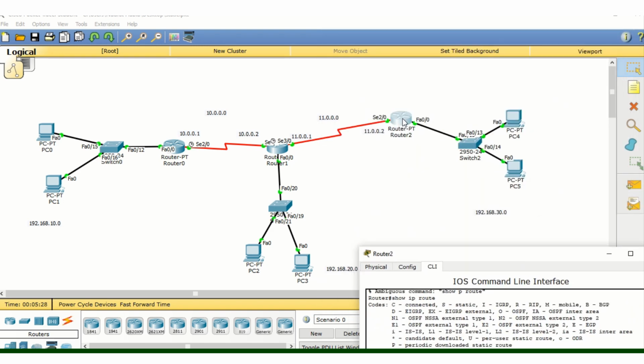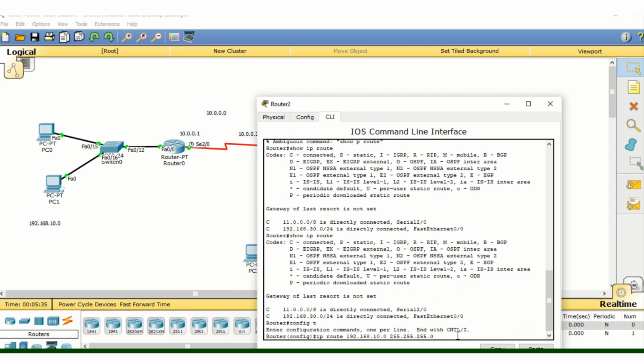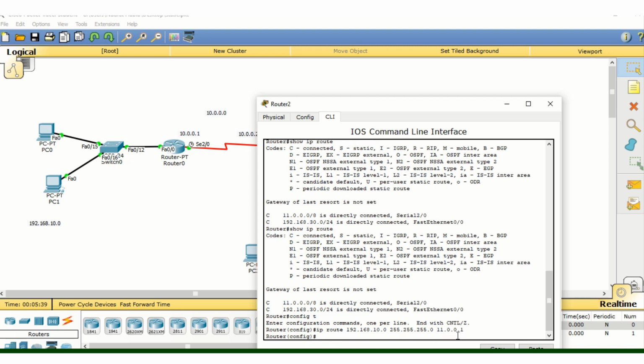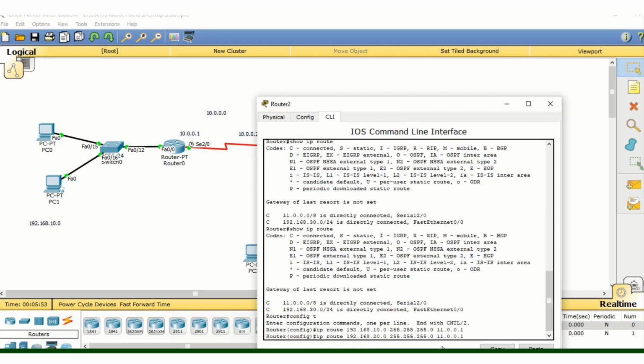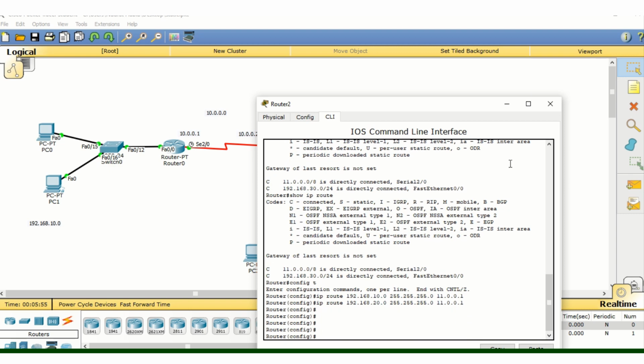For this router to reach 10.0, it needs to forward the packet on this interface. So what is the IP address of next hop? It is 11.0.0.1. So the next hop address is 11.0.0.1. Okay? Then the last network is 20.0. To reach the 20 network also, this router needs to forward the packet on this interface. And what is the next hop address? It is 11.0.0.1. Okay, done. So we have done the routing.